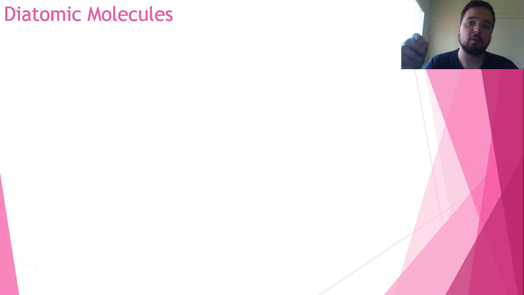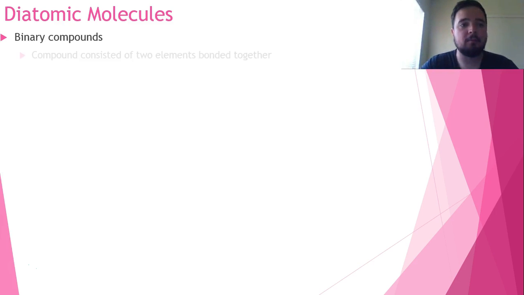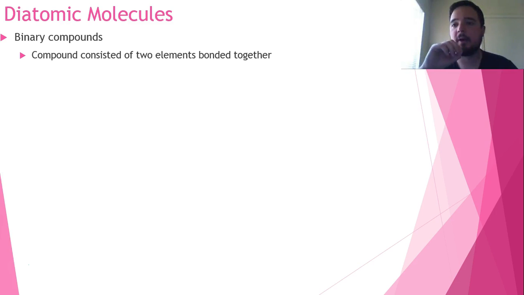So di meaning two, atomic meaning atom. So these are two-atom molecules, okay? Which means if they're molecules, it's two atoms sharing or forming a covalent bond. So binary compounds just in general are compounds that consist of two elements bonded together. Now compounds can refer to ionic bonding too. So there's two types of binary compounds in itself.